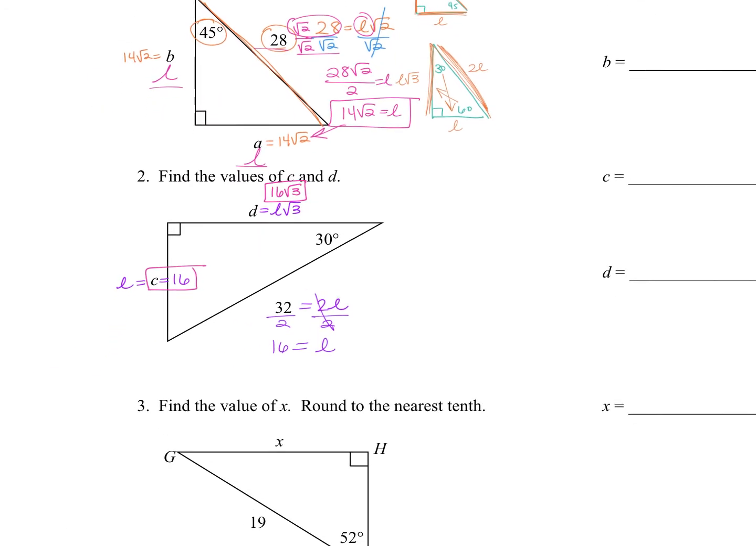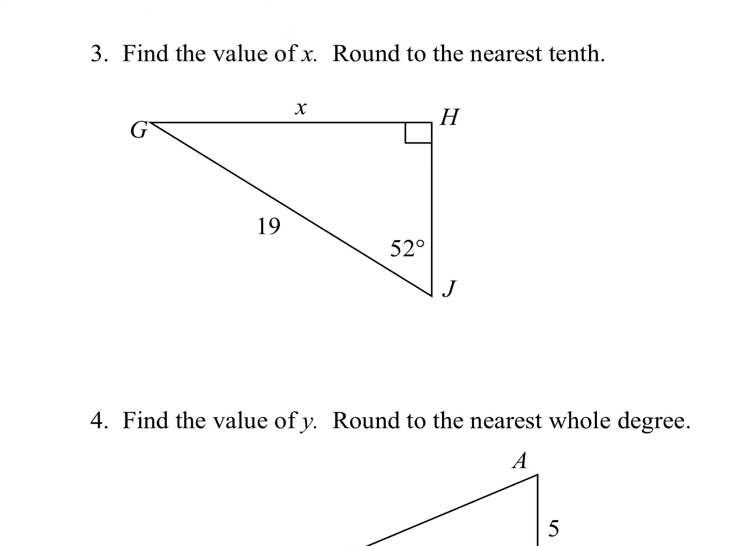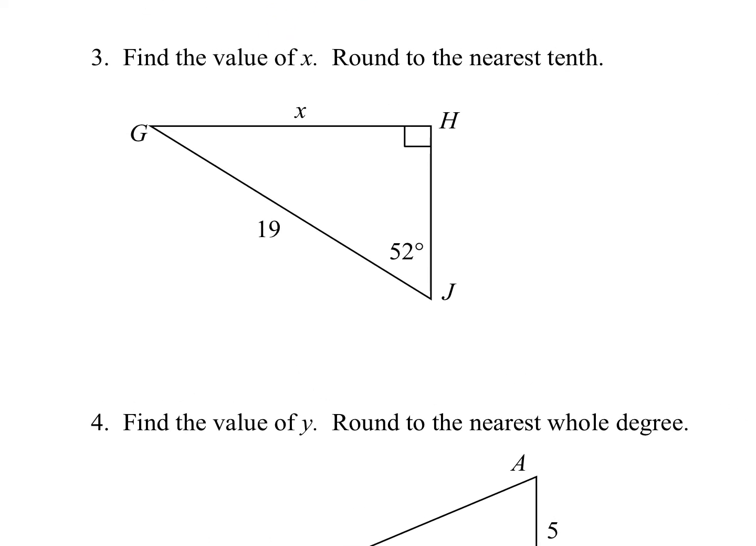Okay, so that's the special right triangles. Then you get to a problem like this, and it's tempting sometimes to go, oh, that looks like a 30, 60, 90. So if that's 19, I'm going to cut that in half for this one, and then it's something rad 3 for the other one. It's a 52-degree angle, right? So it's not actually a 30, 60, 90. What do you do instead?